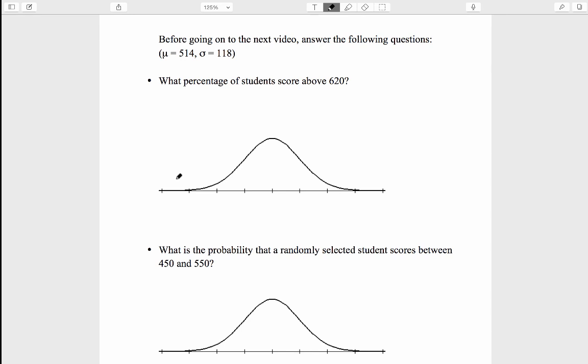Before going on to the next video, answer the following questions about the same SAT situation with mu equals 514 and sigma equals 118. What percentage of students score above 620? So think what the region looks like, and think what you have to do to 620 before you look anything up in the table. And then, what is the probability that a randomly selected student scores between 450 and 550? I recommend drawing the picture both times.